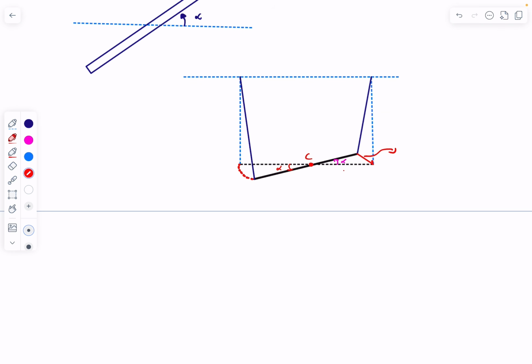Now the length of this red line will be this length, which is a multiplied by alpha. Okay, so the length is approximately a multiplied by alpha. So this once again comes from the small angle approximation. Now the length of this string was given to be 2b.